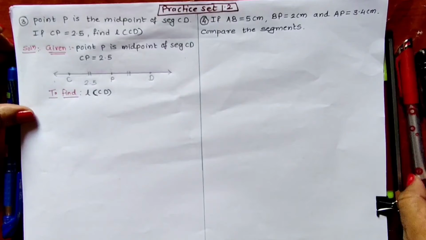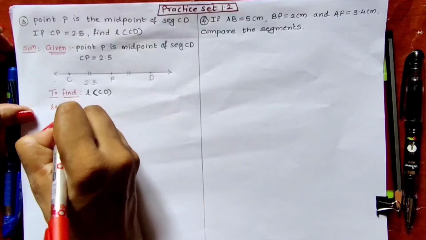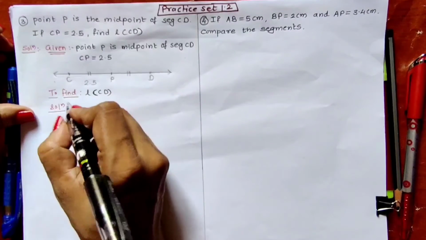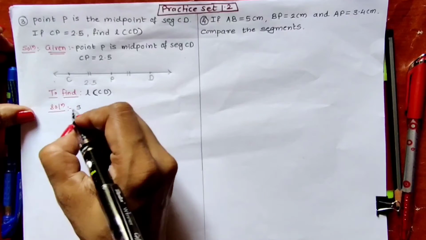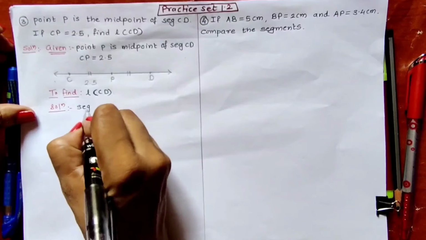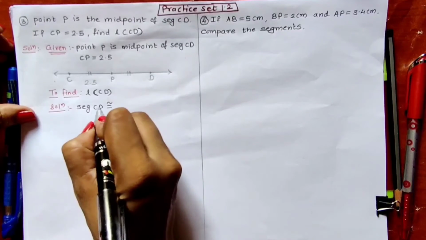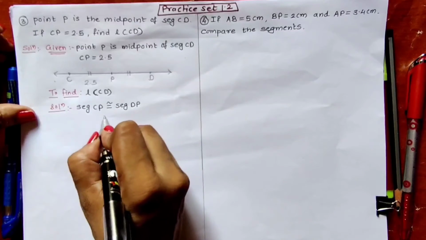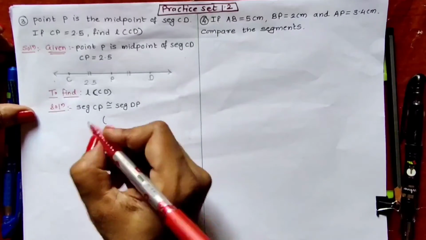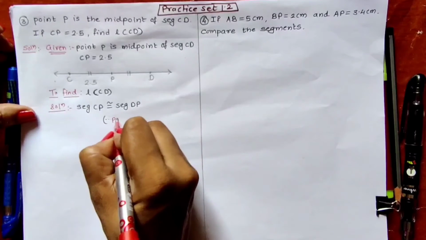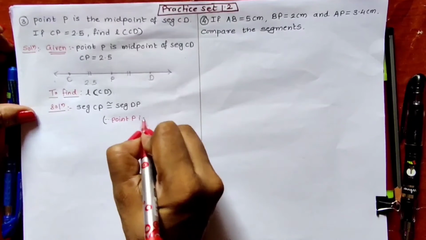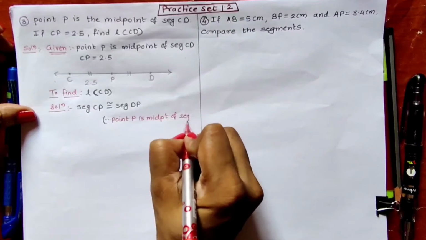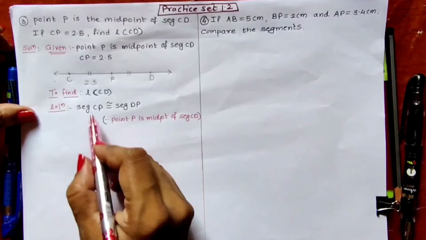Now let us start our solution. Seg CP, or we can write length CP, we can write anything. Seg CP is congruent with seg DP. Reason we can write in the bracket. Inside the bracket, if you want, you can write the reason here: point P is midpoint of seg CD. In this way we have to write the reason in the bracket for this first step.